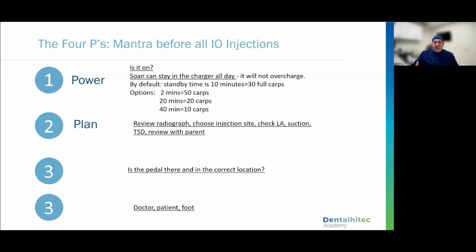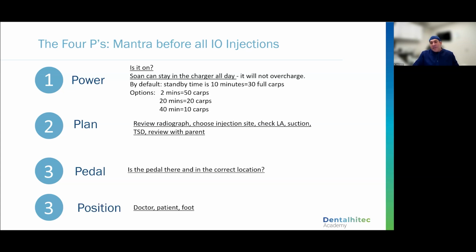Because especially if you're new using these devices, your staff may have your SoftInject, your SleeperOne set up ready for you, but that pedal may be around the corner from the chair and you just can't see it. What I don't want you to have to do is go in initially for your first step, go to have perfect positioning in your papilla, and then realize you don't have a pedal. So power, plan, pedal, and then lastly is your position.